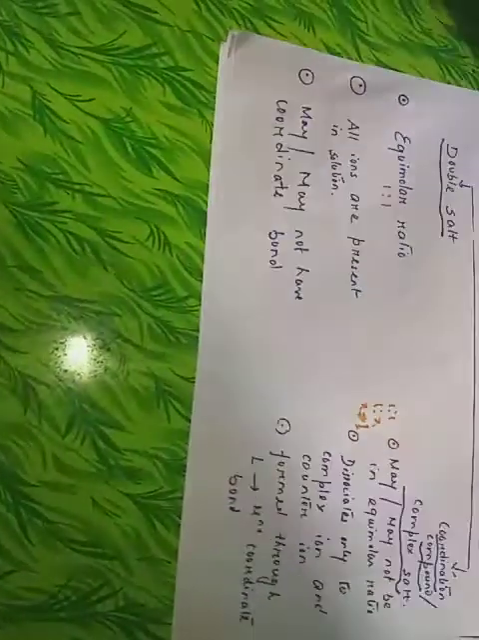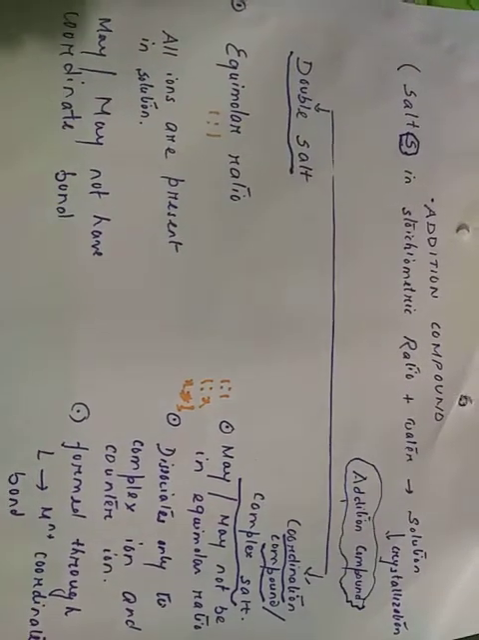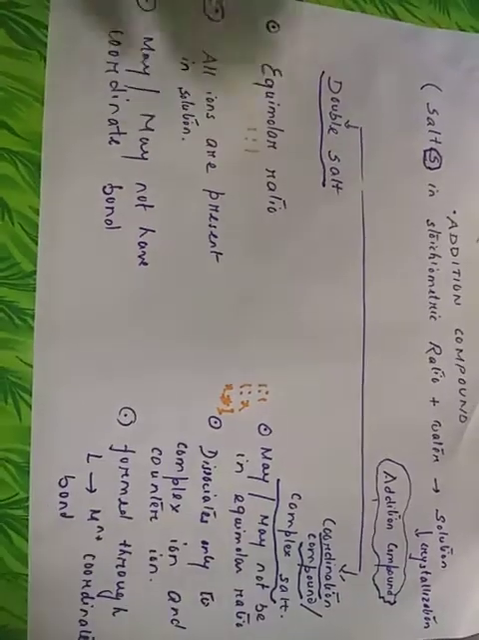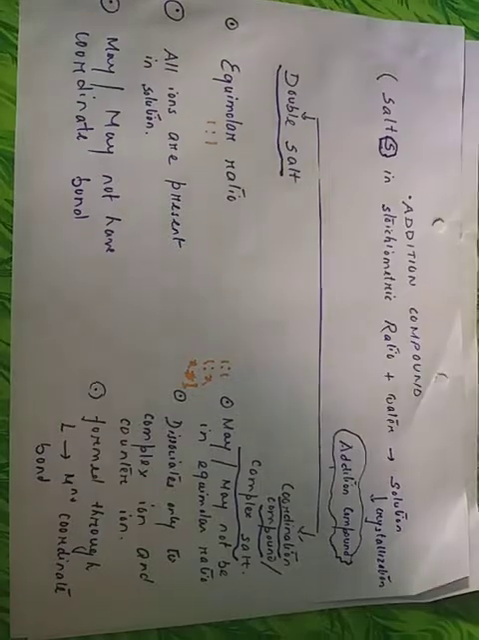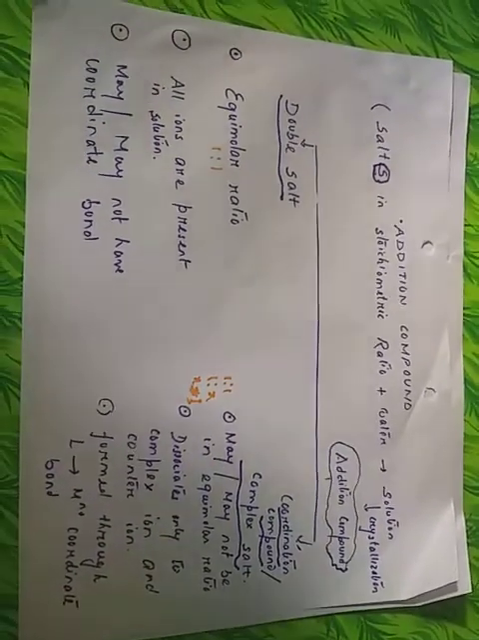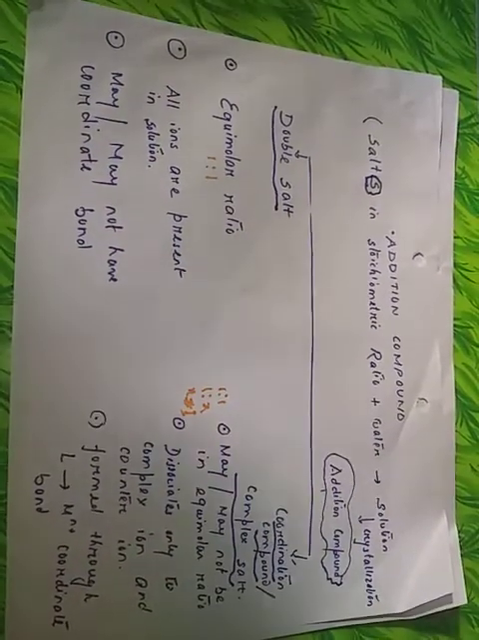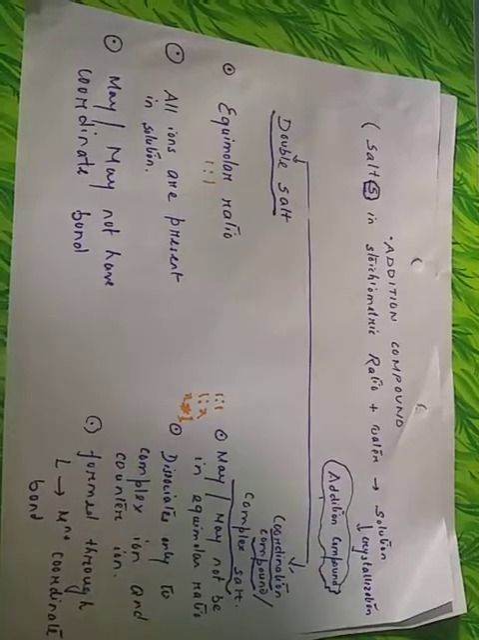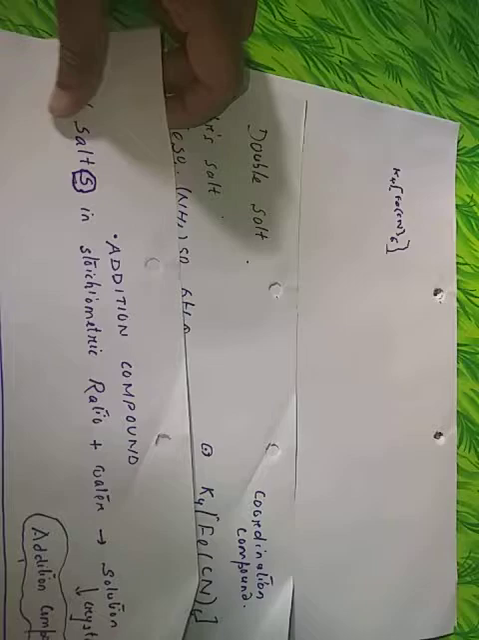The next very important thing is why complex salts are also known as coordination compounds. This is because there is always a coordinate bond present in the formation of such complex salts. This coordinate bond might be present, might not be present in a double salt.